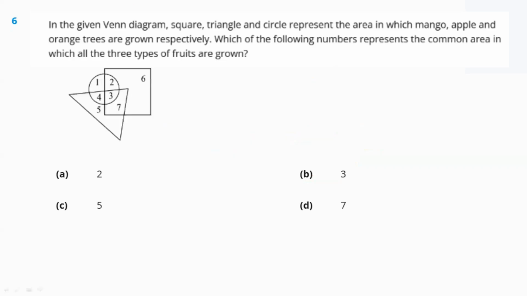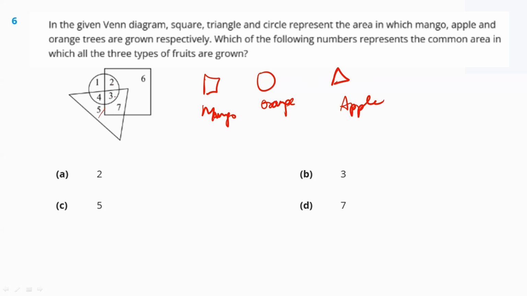Next. In the given Venn diagram, square, triangle, and circle represent the area in which mango, apple, and orange trees are grown respectively. So square is mango, triangle is apple, and circle is orange, respectively. So which of the following numbers represent the common area of all these three?